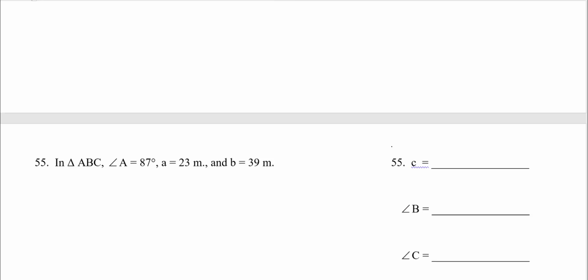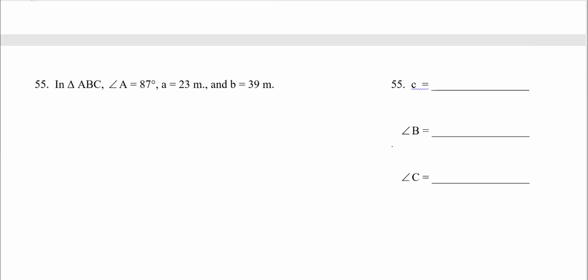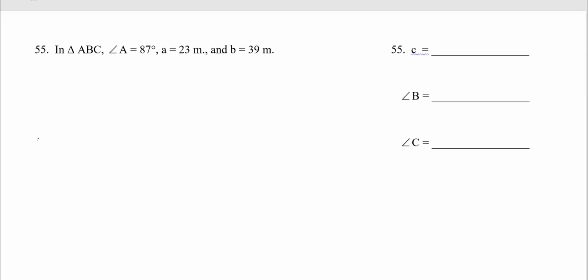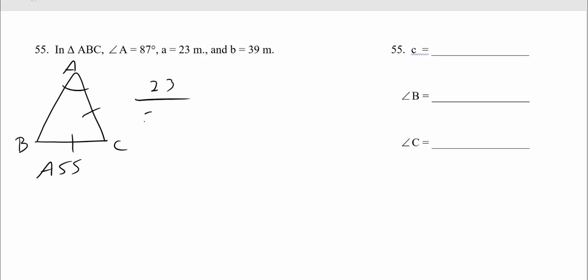And then let's do this guy right here, 55. So draw a picture. ABC, A is 87 degrees, so that's fine. Side A and side B. So, ooh, another donkey triangle. Okay, let's plug it all in. So we're going to do 23 over sine of 87 degrees equals 39 over sine of B.